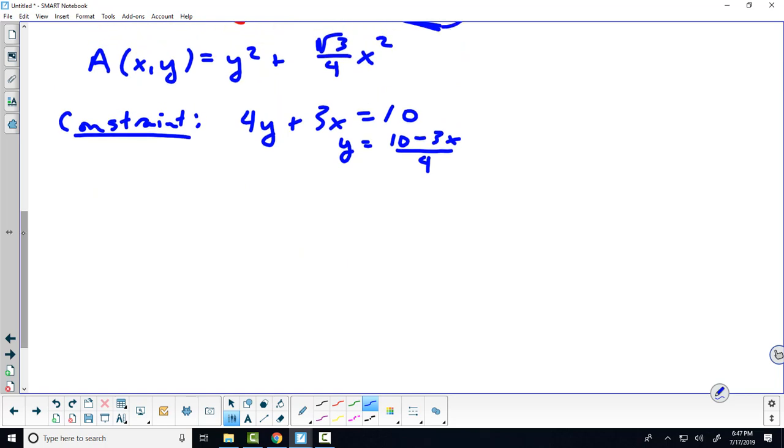So now what do I do? I came up with my objective function. I now found a constraint equation, and what do I do with that?